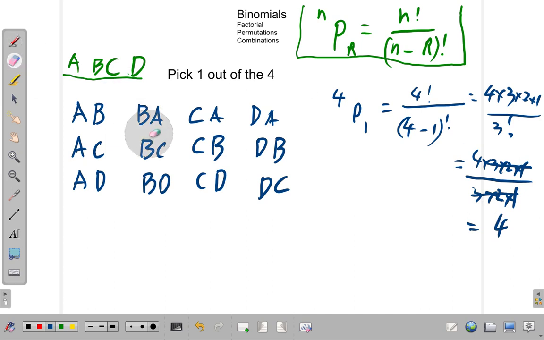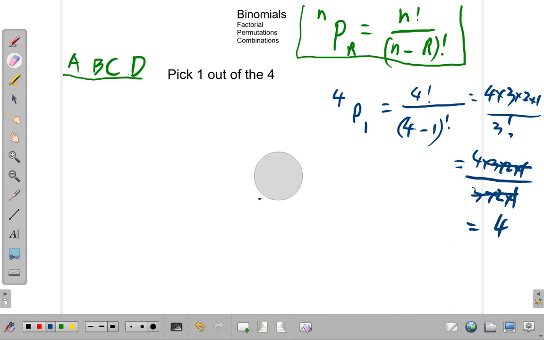Let's see. We are going to choose only 1 letter to arrange. We have A. Well, there's nothing more we can do. There's only 1 letter we choose. Then we have B. Then we have C. Then we have D. It seemed to work. There are only 4 arrangements.